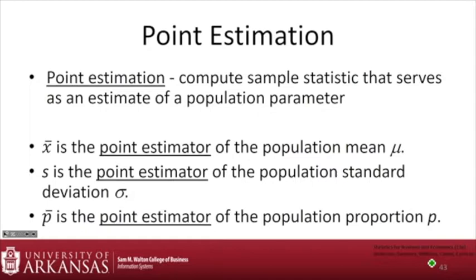So we haven't really talked about notation. When we're talking about samples, we use Roman letters. When we're talking about populations, we try to use Greek letters. So samples are more Roman letters, populations are more Greek letters. Okay, so X bar is the point estimator for the population mean mu.